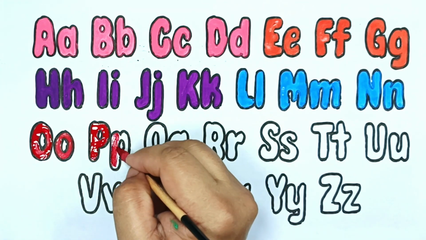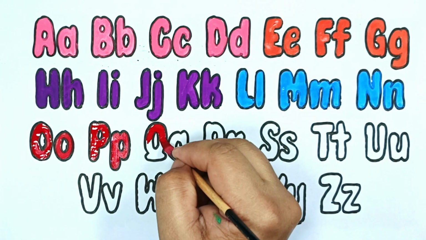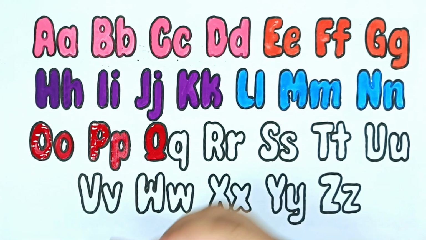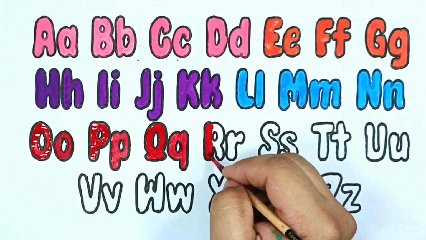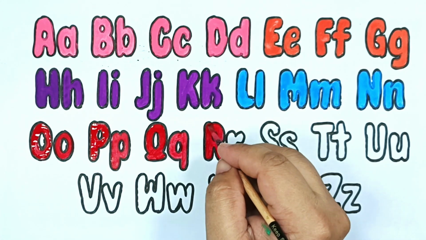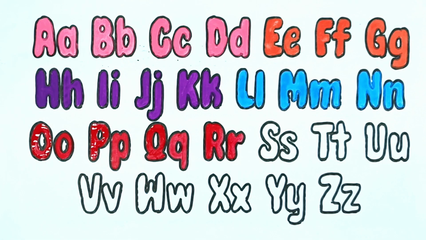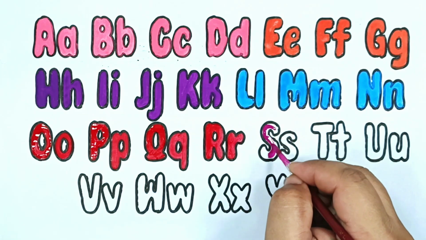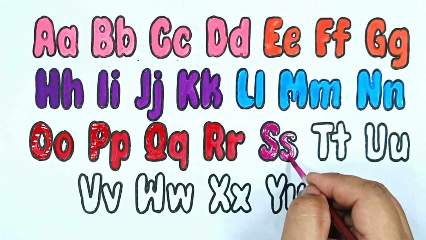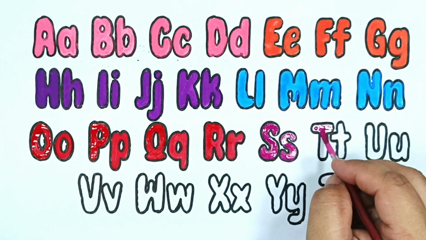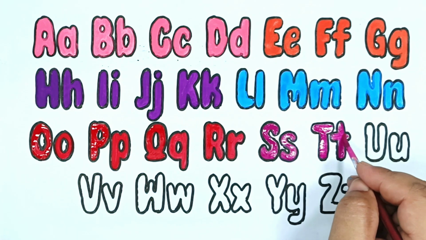P. P for pen. Q. Q for queen. R. R for ring. S. S for star. T. T for train.